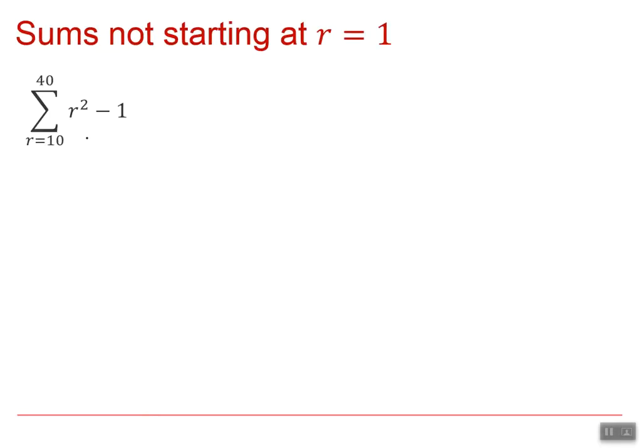Okay, so here is another example. Now here we've got a sum that doesn't start at r equals 1. We're starting at r equals 10. So what you need to do here, because all of our general formulas start from 1, we need to do it in terms of starting from 1. So what we're going to do is the sum from r equals 1 to 40 of r squared minus 1, and then we're going to subtract the bit that we don't want. And the bit we don't want is the bit from r equals 1 to 9.